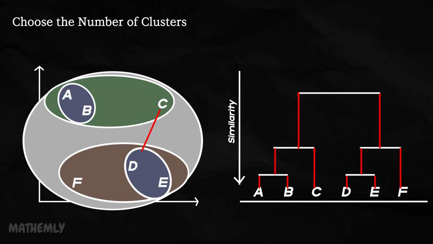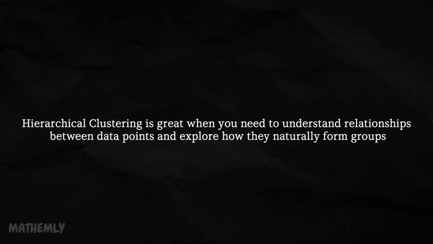Choose the number of clusters. To find the best cluster groups, we cut the dendrogram at a certain height based on our needs. This gives us well-separated clusters without needing to define the number in advance. Hierarchical clustering is great when you need to understand relationships between data points and explore how they naturally form groups.